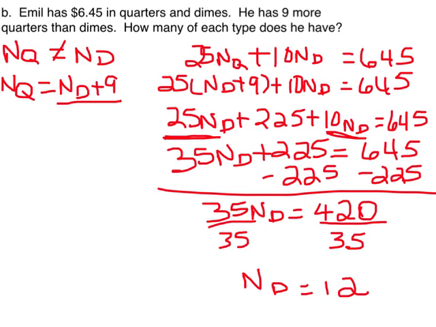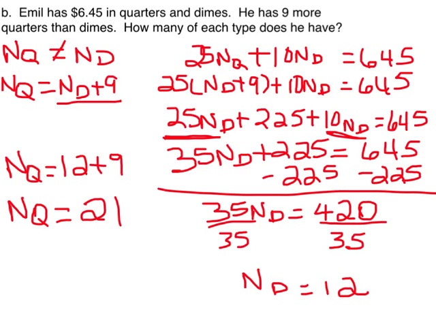Number of quarters equals ND, which we now know is 12, plus 9. 12 plus 9 is 21. So the number of quarters is 21. 21 quarters, 12 dimes, for a total of $6.45.